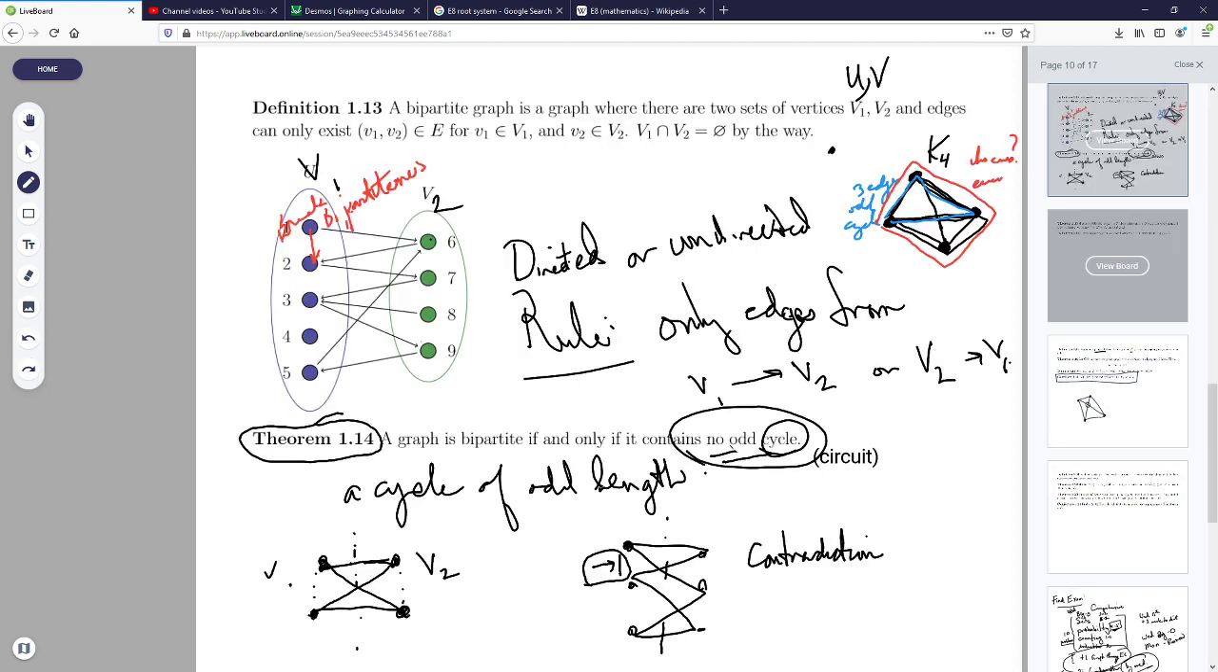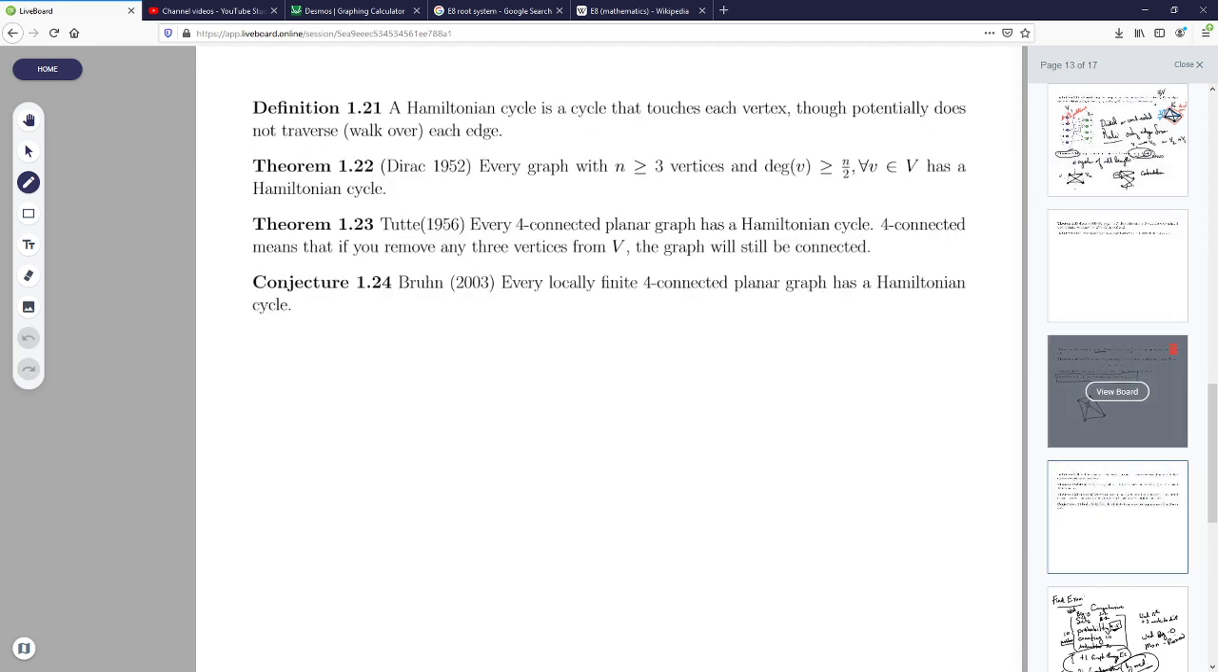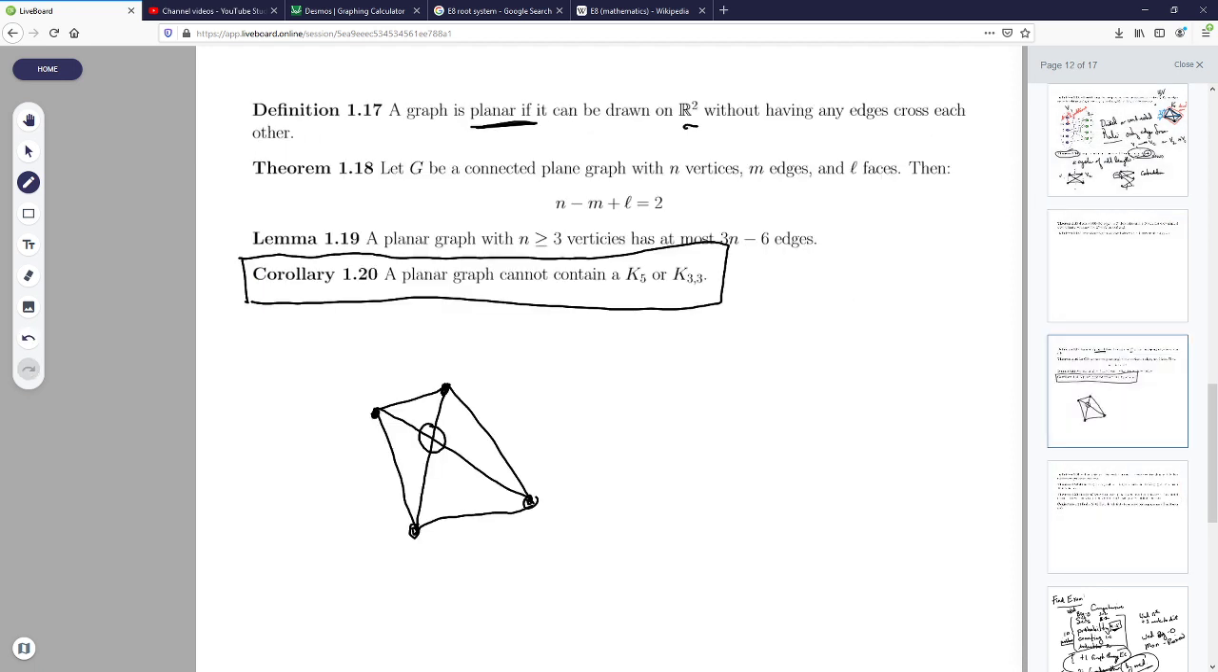Let me see if I can find it. Yeah. So this corollary is kind of the important one. This is a very famous theorem, corollary, whatever. A planar graph has at most 3n minus 6 edges. So this lemma helps us out quite a bit.